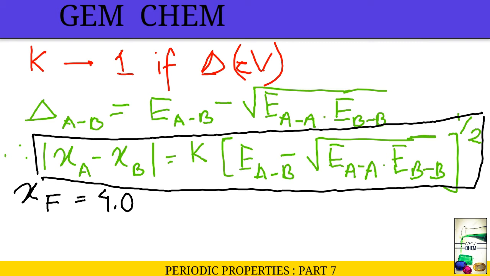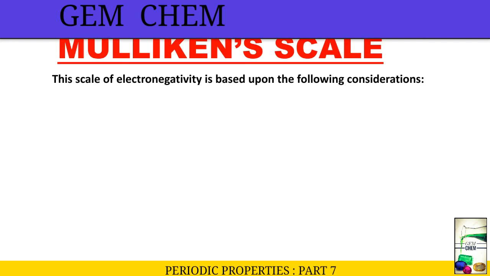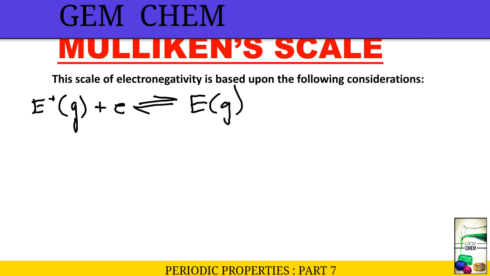Now the Mulliken scale is based on a certain consideration. Now what are the considerations? See, suppose this is a gaseous ion, E plus an electron gives E gaseous, and the delta H1 for it is minus I1. What is minus I1? We know that it is ionization energy, right? Negative of ionization energy is this one. So it is taking up electrons, so it is opposite of ionization energy, right?